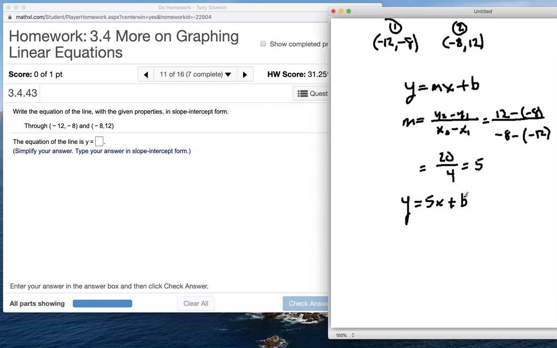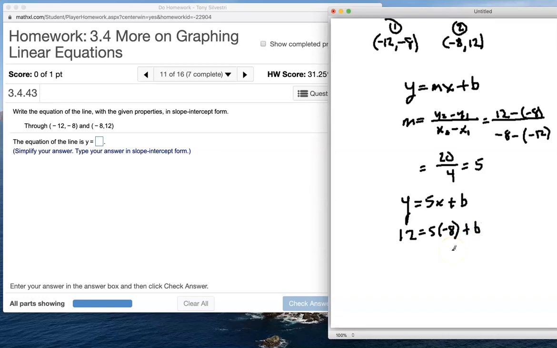Pick a point that doesn't look so bad. I'm going to pick this one here because there's a little positivity there. That's the only reason. And I'm a positive guy. And that says, if x is negative 8, y is 12. So 12 equals 5 times negative 8, when I plug in that point, plus b.